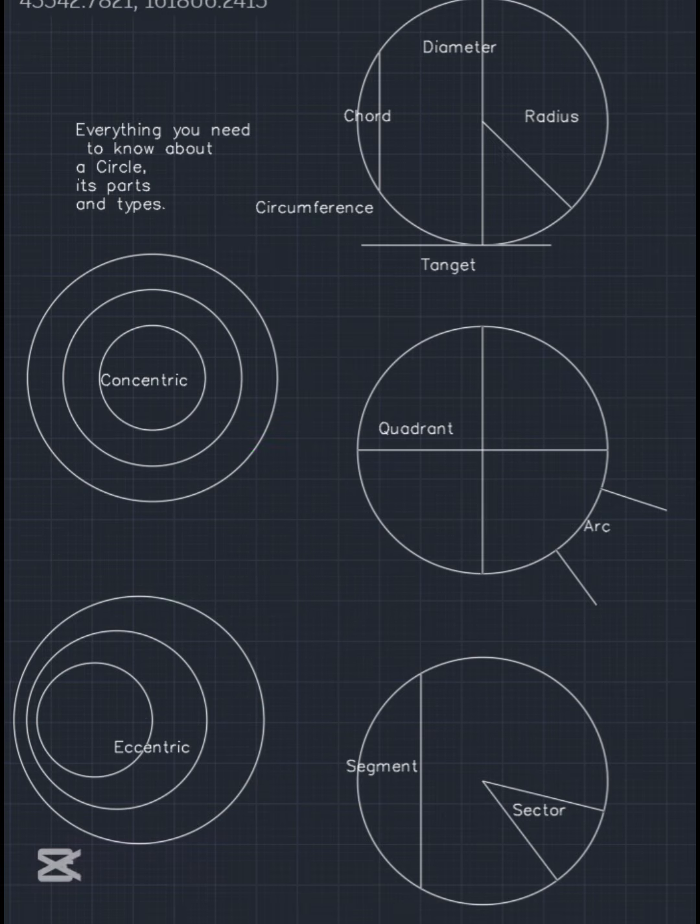Alright, so we've gotten different parts of cycles and different types of cycles. So what is the diameter, the radius, the chord, the circumference, tangent, the quadrant, the arc, the segment, the sector, our concentric cycle and our eccentric cycle.